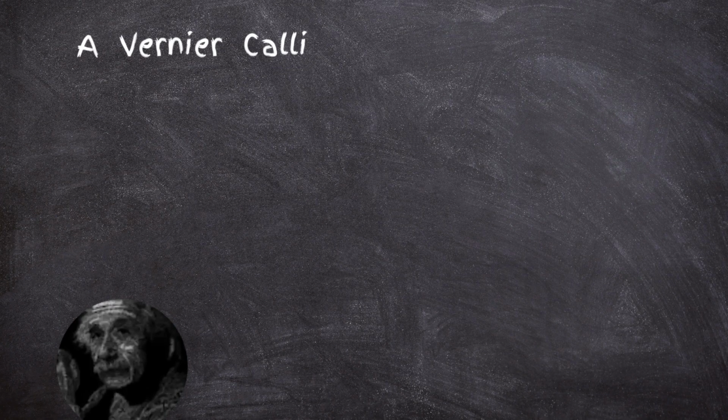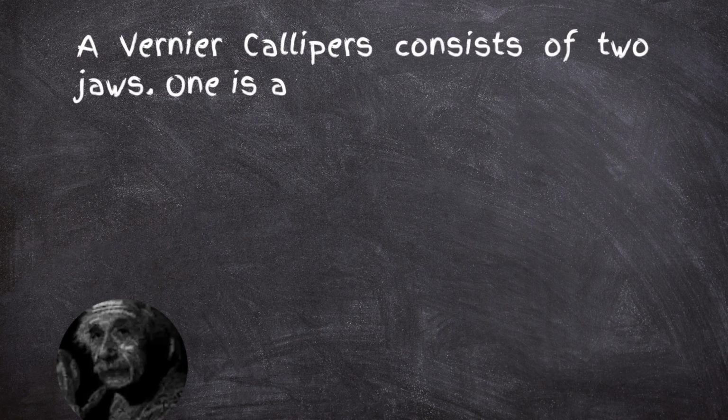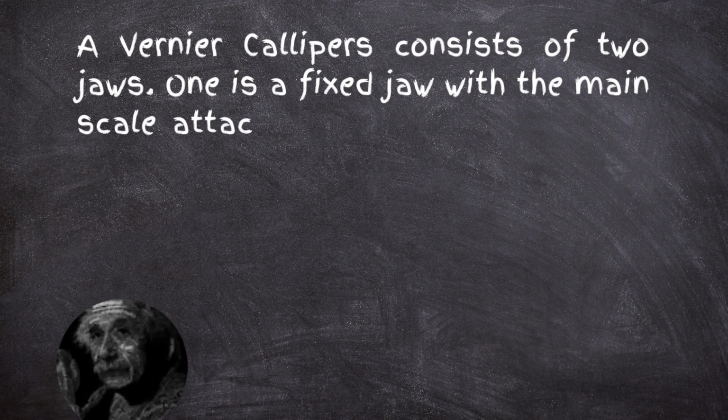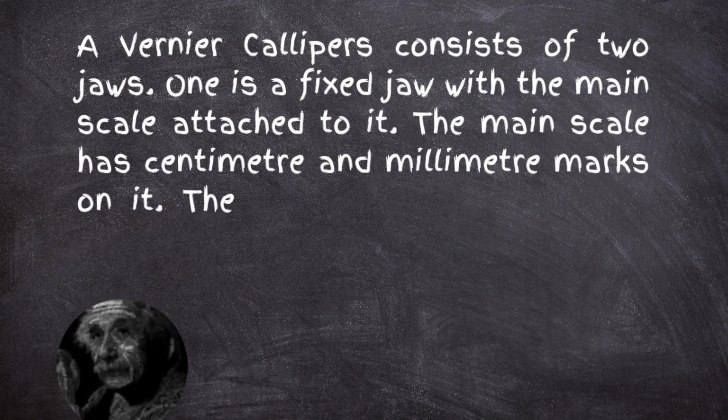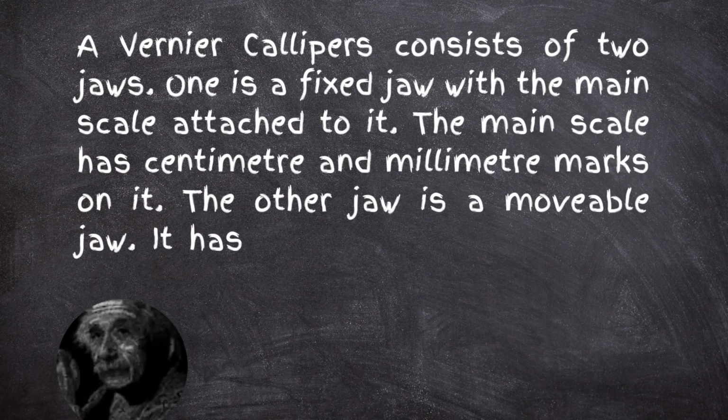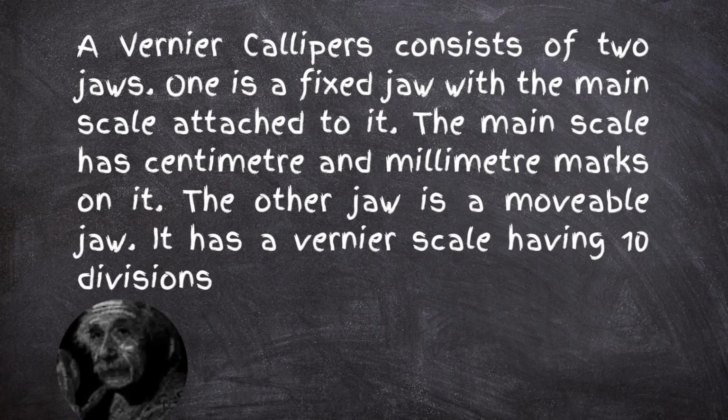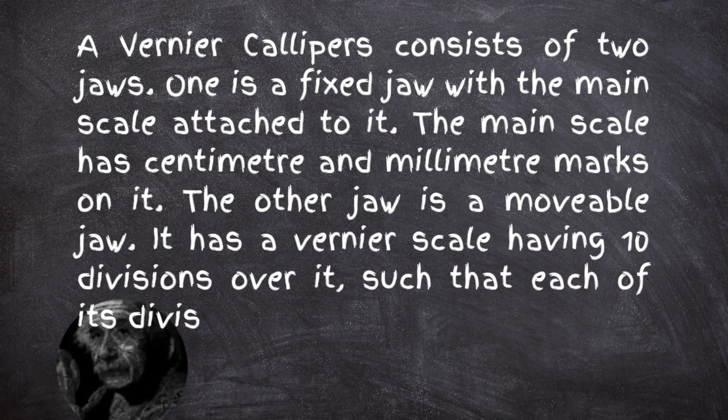Components. As we discussed earlier, the Vernier caliper consists of two jaws. One is the fixed jaw with the main scale attached to it. The main scale has centimeter and millimeter marks on it. The other jaw is a movable jaw. It has a Vernier scale having 10 divisions over it, such that each of the divisions is 0.9 millimeter.